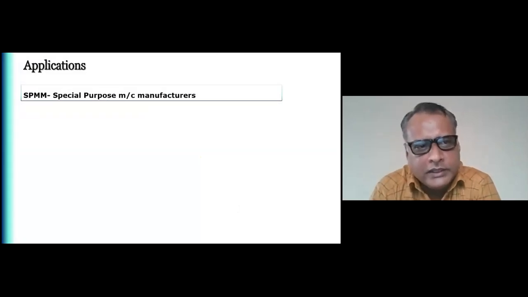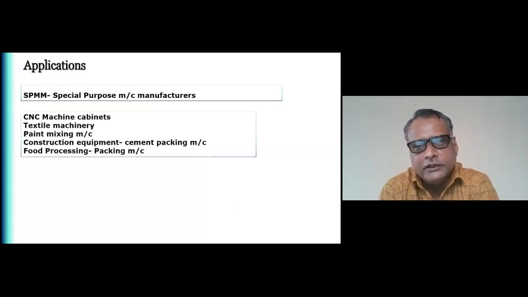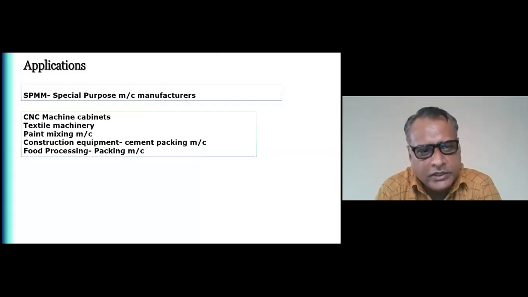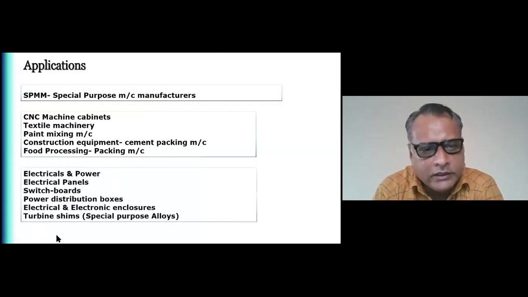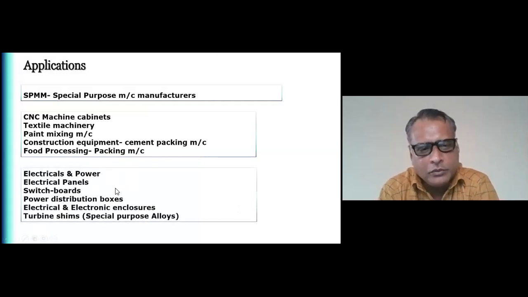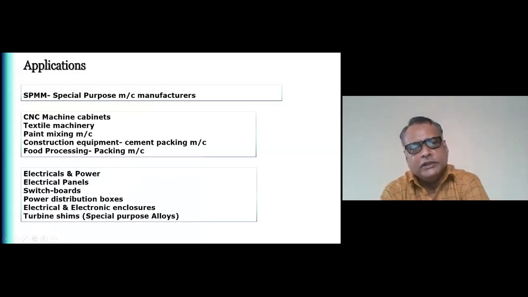Now various applications. As you can see, special purpose machine manufacturers, I have shown the enclosure of a CNC machine like that, textile machinery, paint mixing machinery, construction equipment, food processing. Electricals and power: electrical panels, switchboards, power distribution boxes, turbine shields. These are the applications.